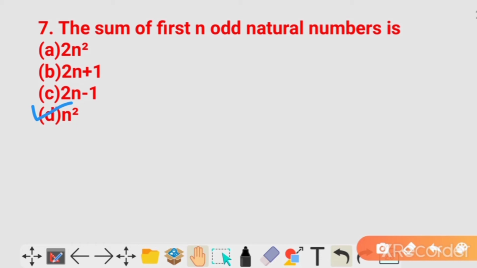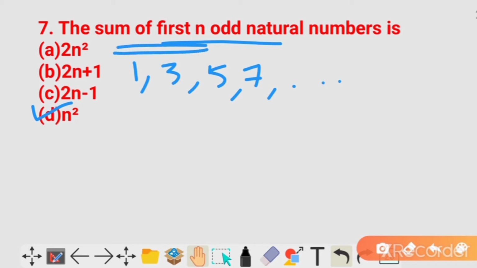If you look at the question, the sum of first n odd natural numbers, the series is 1, 3, 5, 7 and so on. We have to find out the sum of the first n odd natural numbers. Here the first term a equals 1, and d, the common difference, is 2. If we put the formula for the sum of n numbers, we'll have n square.